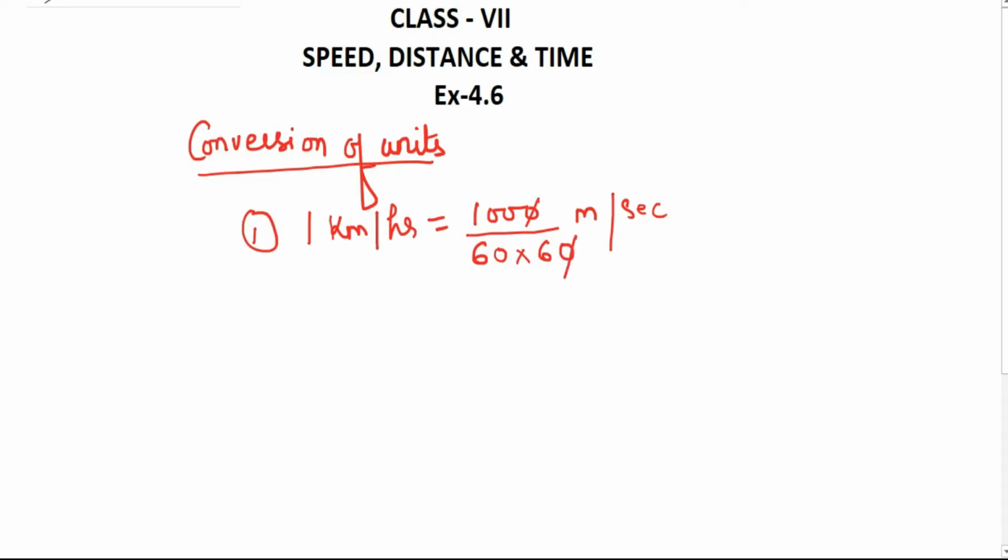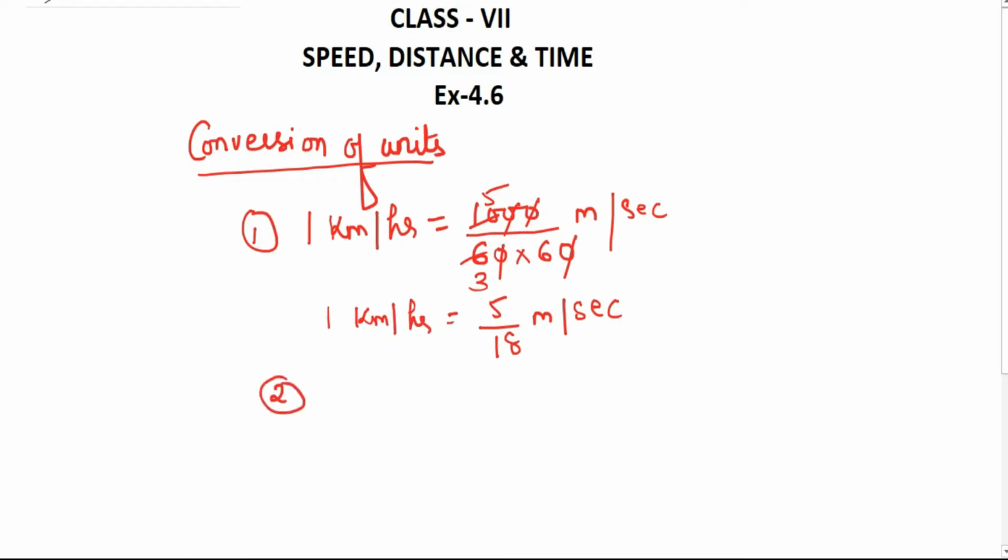0 0 used to get cancelled. Again 0 0 will cancel. 2 3s are 6, 2 5s are 10. So that means 1 kilometer per hour has 5 by 18 meter per second. This we can use at the time of conversion in the rest of the exercise questions.